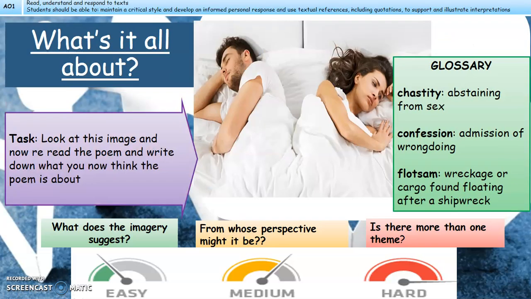This time, I want you to have a look at the image on the screen and then reread the poem and write down what you now think the poem is about. So you can see a couple turned away from one another. So read through the poem again and see if you can figure out what it's about.